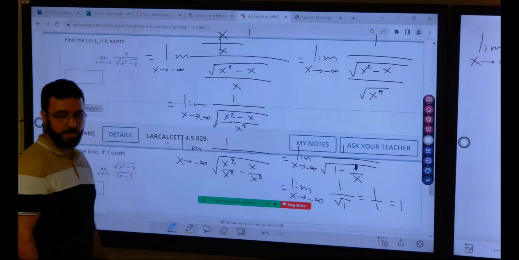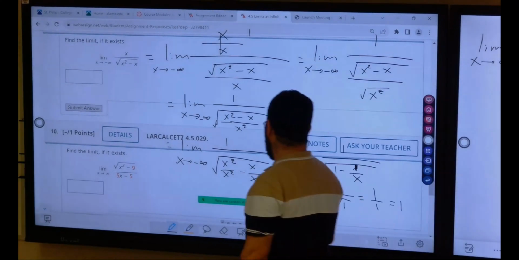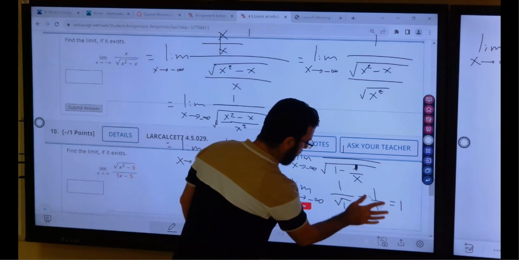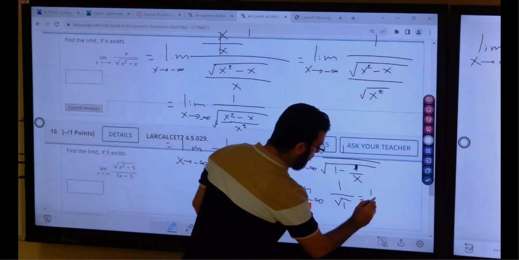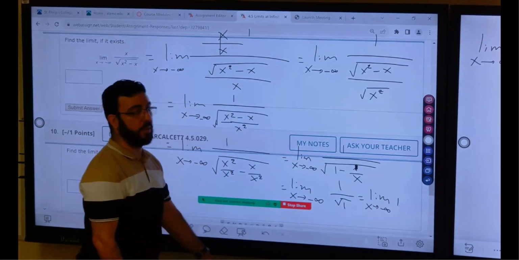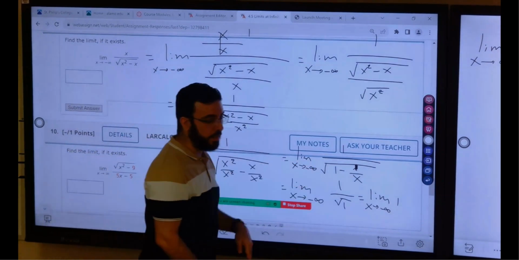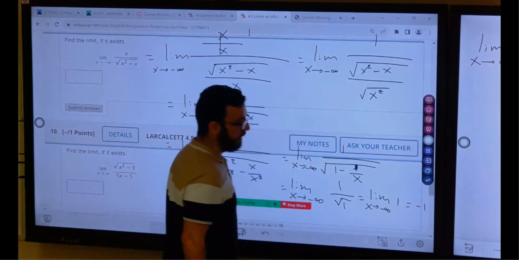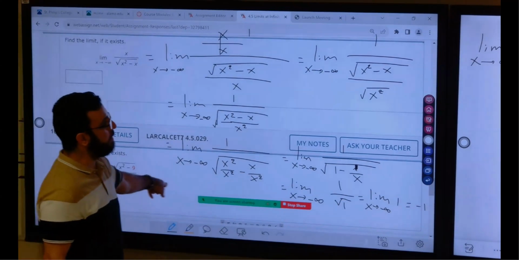Can we do the same thing here? For example, if x goes to negative infinity, it will be negative 1. But when you take the limit here, you have the limit of the constant. The limit when x goes to negative infinity of the constant 1. Which side does it go? x approaches negative infinity. So where does the constant go? It's negative 1. Let's do the same thing there.